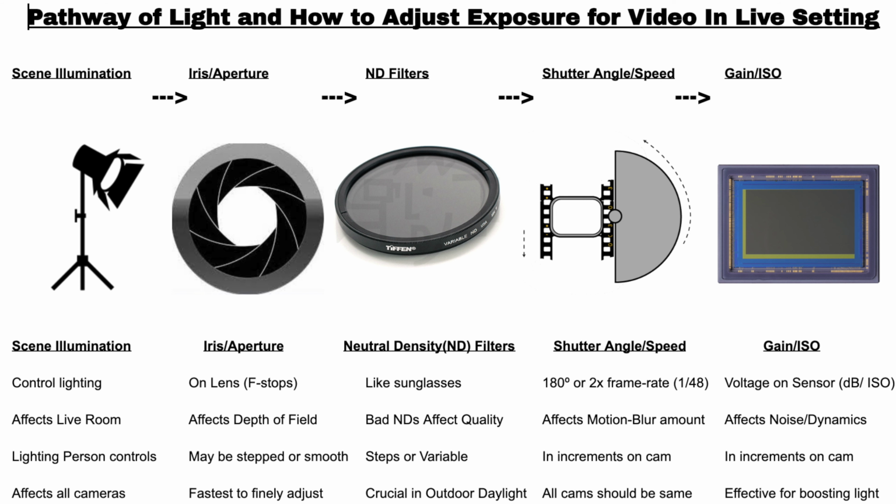So that's the story. That's the pathway of light. We go from our scene through our lens and our aperture and how much light we let through there. And then we have our ND filters, and whether we have some on or not, that are taking away some of that light. And then we have our shutter speed, how long it's exposing each frame for, and then our actual sensor gain. In a future video, we're going to show you how to do it on each of our cameras, just so you have a reference point.